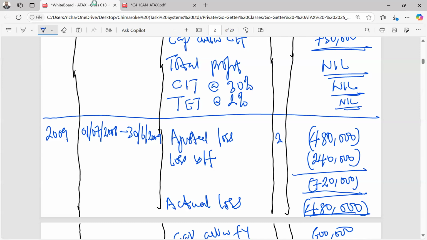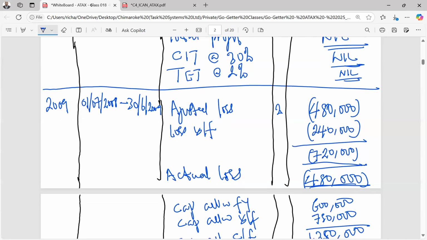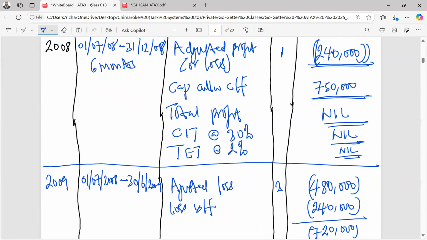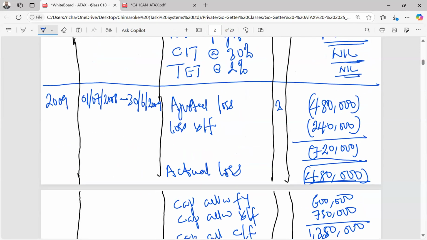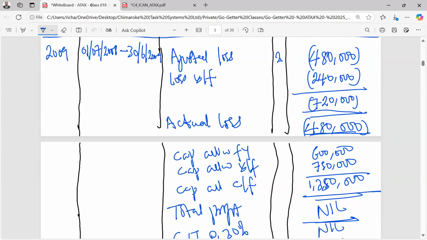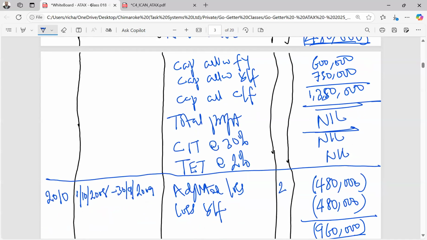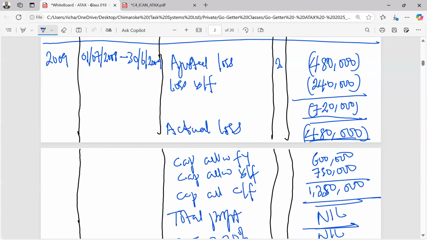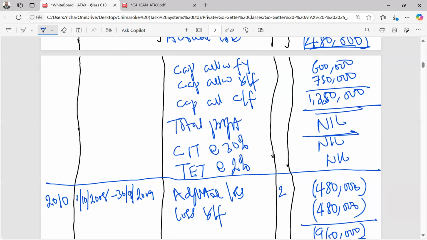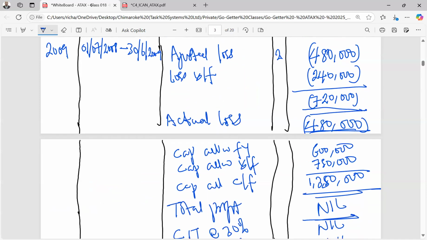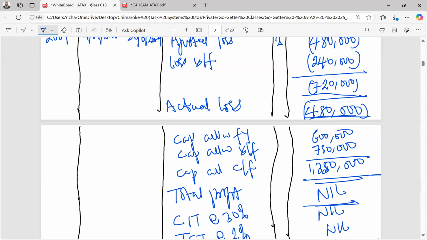Then we have 600 capital allowance and we add it with this 750 capital allowance. It gives us 1350, which we cannot do anything about. You have to carry it. Then in the next year, which is 2010, we said the same calculation for 2009 is the same calculation for 2010. So this 480 is the same calculation we did and we got this 480. But now, what is this second 480? It is this actual loss here that we brought forward here.